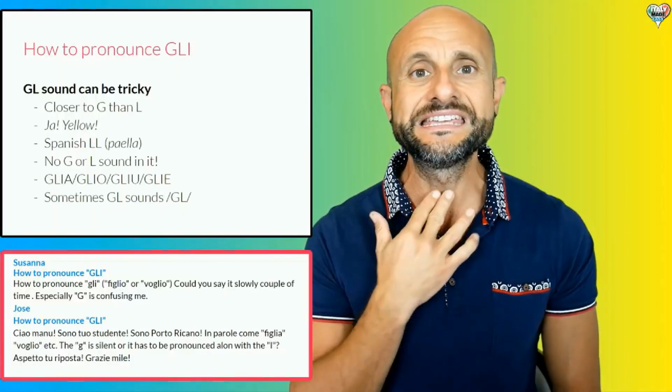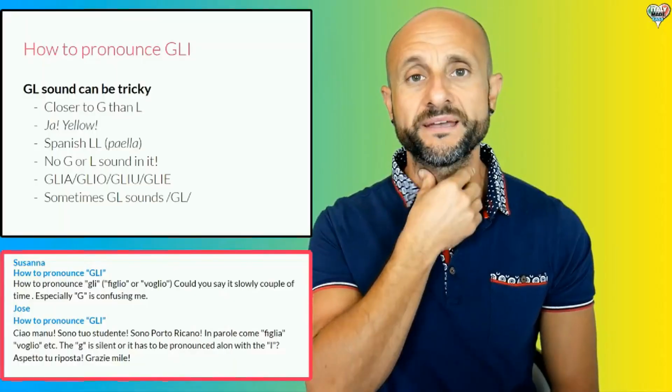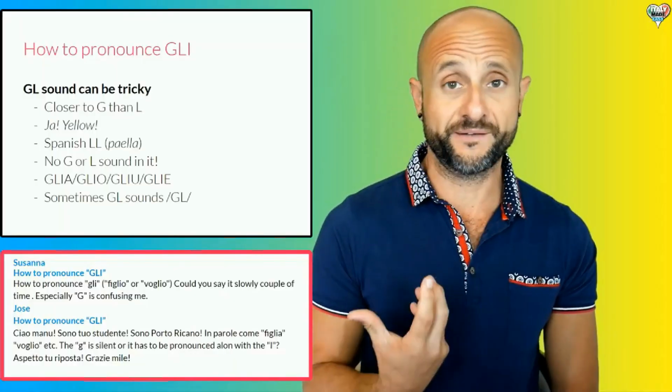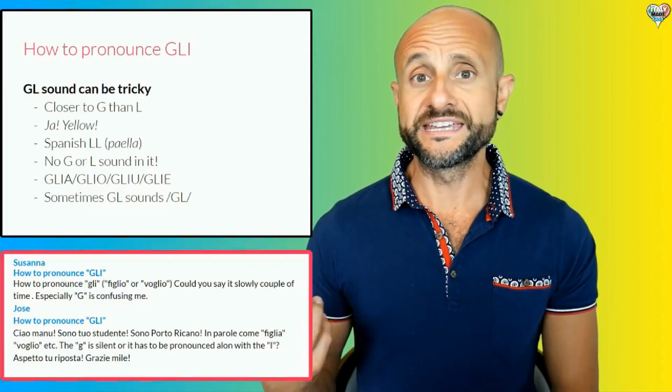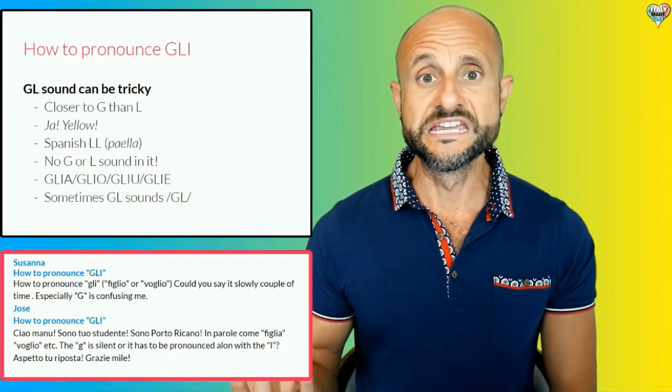So I'm going to pronounce the words in Italian. Figlio, figlio, figlio. Basically, you're suffocating yourself, okay? So figlio, voglio, voglio, voglio.